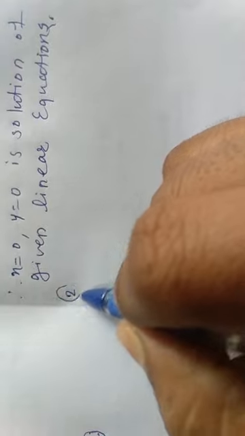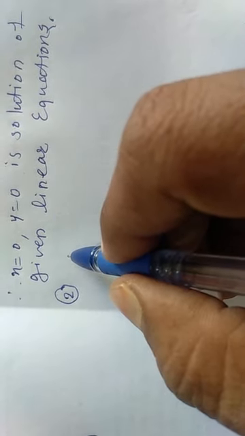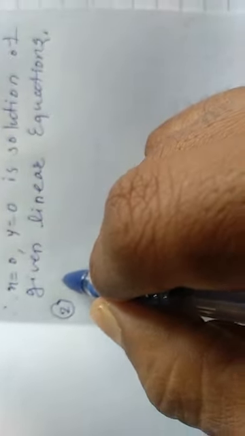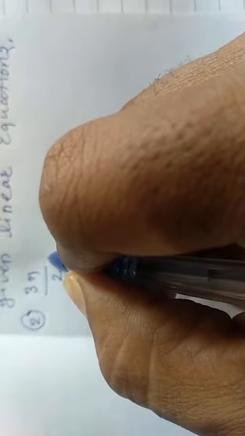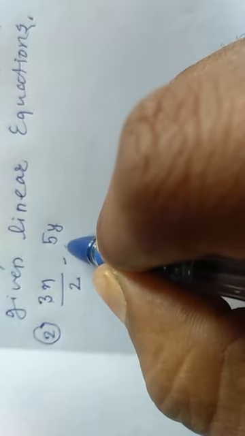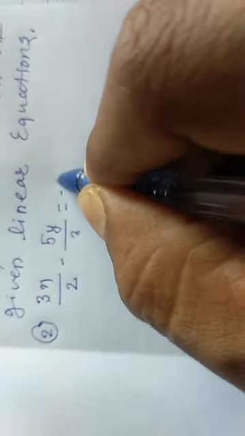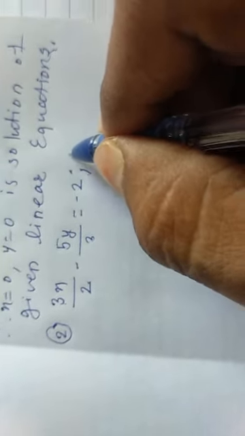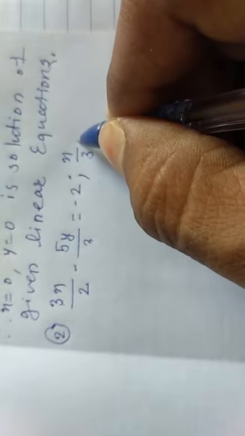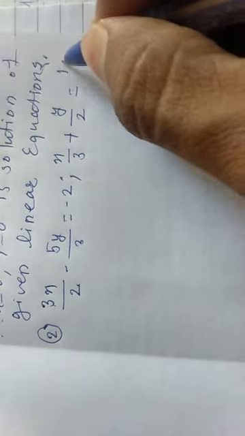So here this is an example. Now I will take a second example. The example is: 3x upon 2 minus 5y upon 3 is equal to minus 2. This is the first equation, whereas x upon 3 plus y upon 2 is equal to 13 upon 6.